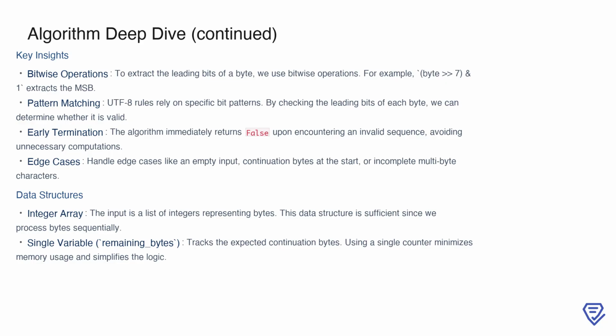The data structures used are minimal. The input array represents the bytes, and a single integer variable, remaining_bytes, tracks the expected continuation bytes. This simplicity keeps the algorithm memory efficient and easy to follow.